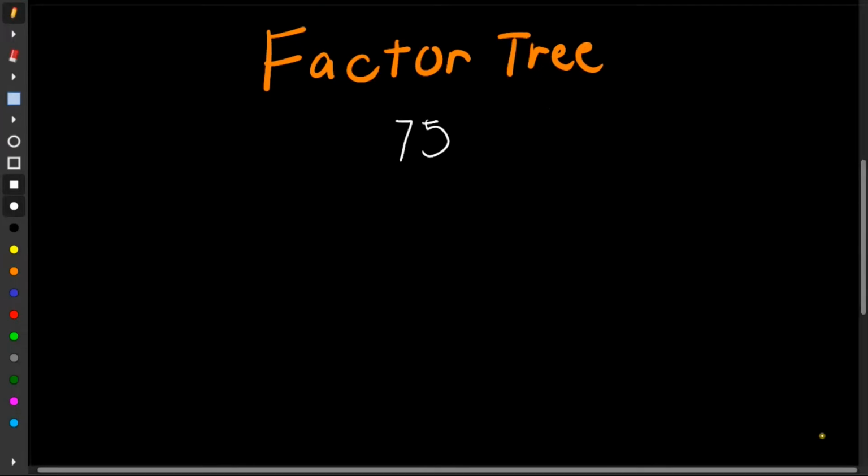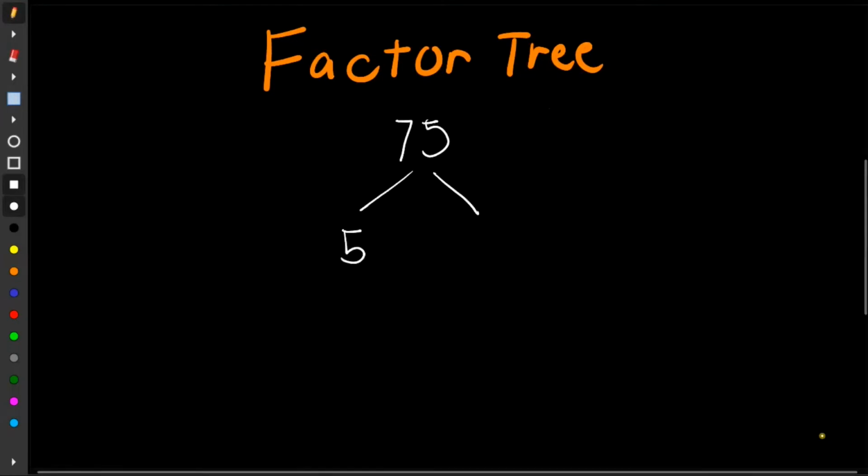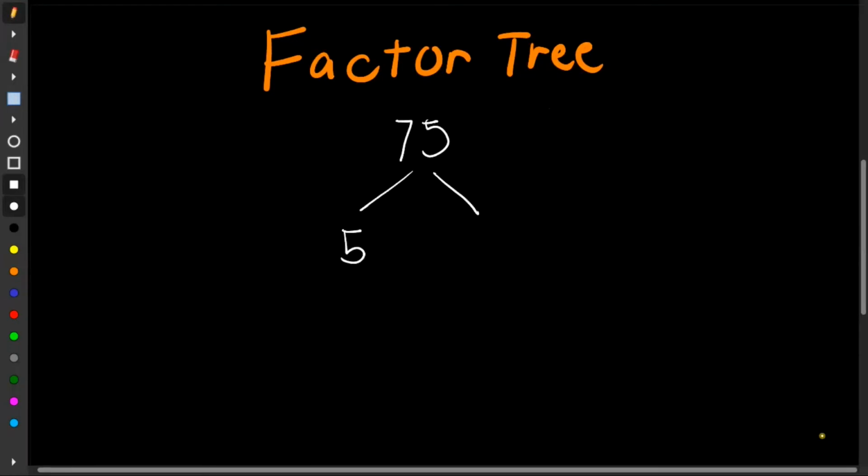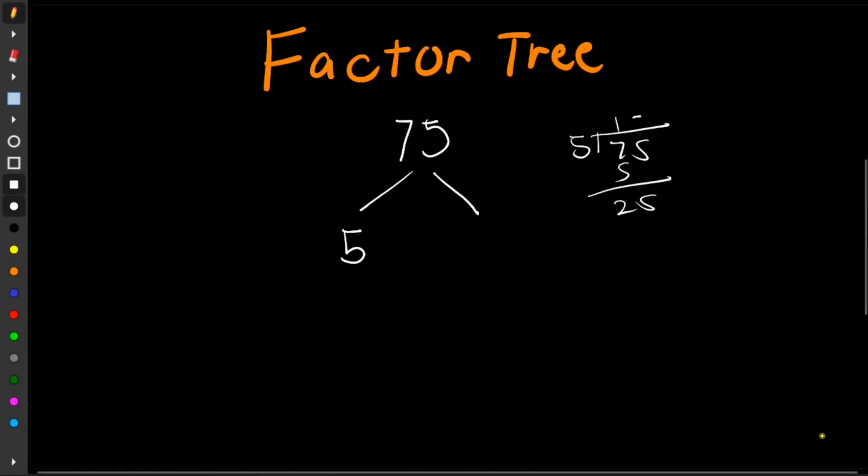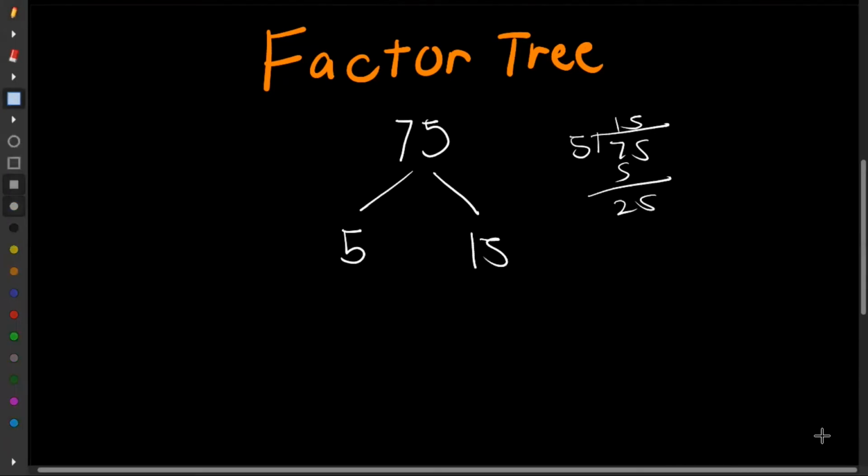So when we apply factor tree, we can branch this out, and clearly this one has a factor of 5. So we put 5 out here. Then if we divide 75 by 5, we will get 15. So this one is 15. Now observe that the 5 is already a prime, so we leave that alone.